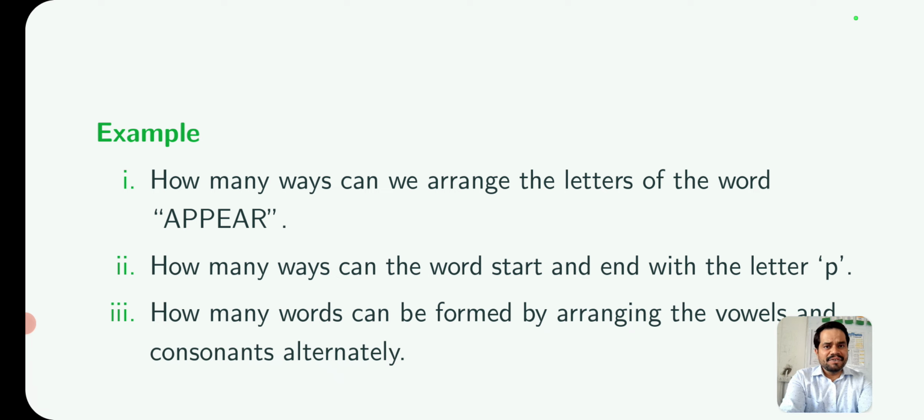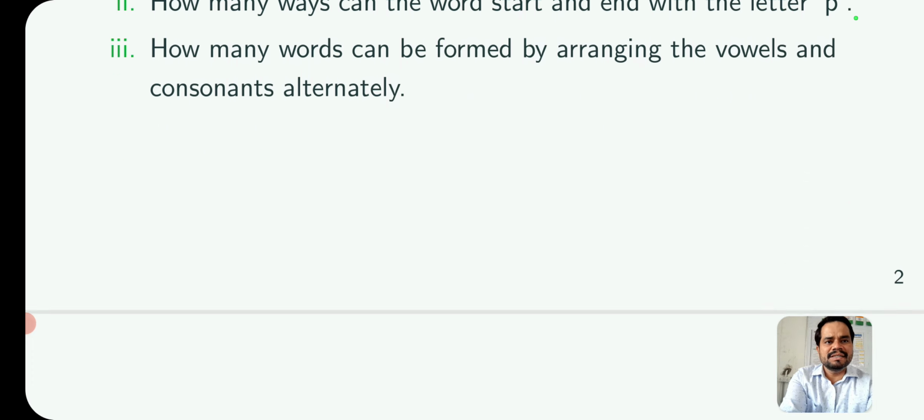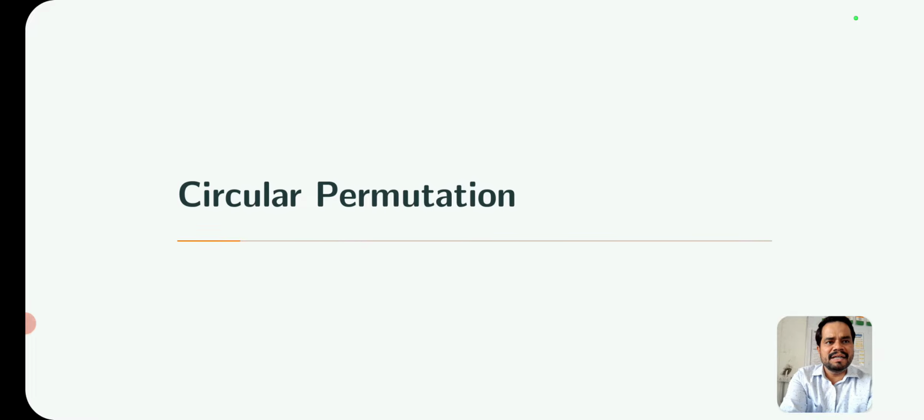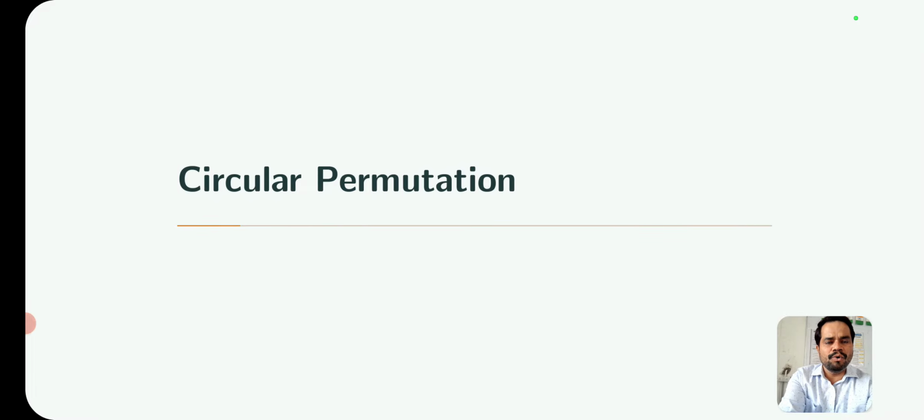Here the word given is APPEAR. In that word, there are 6 letters. Among these 6 letters, the letter P occurs twice, and the letter A also appears twice. The question is to find the arrangements of the letters of the word APPEAR, which means we have to find the permutations of these letters. It is left as an exercise for you, so you can solve it at home.